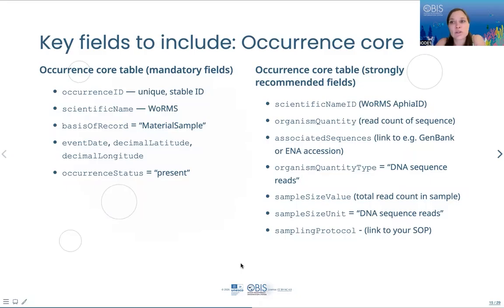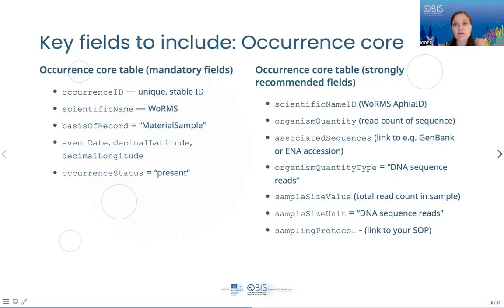So the key fields to include in the mapping of the fields that you have in your long format table in the Occurrence Core table is basically the occurrence ID. So that's a stable ID that you will build yourself from the information that you have. Your scientific name, and that links to WoRMS, the World Register of Marine Species, and I'll show you soon what we expect you to do with that. Basis of record, so that's always material sample for eDNA samples. Then, of course, your dates and your coordinates, and occurrence status present, which is also always the case. These are the mandatory fields.